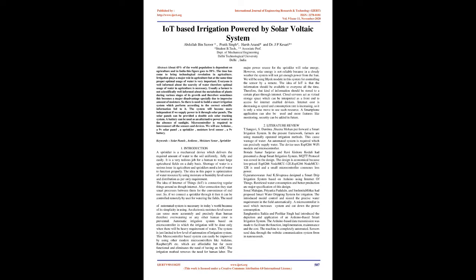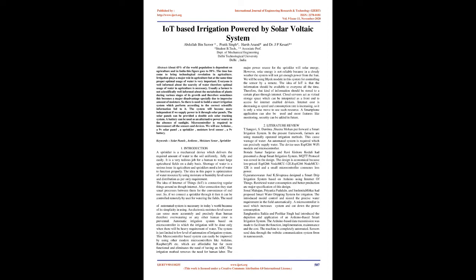The idea in this paper is optimization of water resource by using moisture or humidity level sensor and distribution as per only requirement. The idea of Internet of Things, IoT, is connecting regular things around us through Internet. After connection they start smart processes between them for the convenience of end user. So, if we connect a sprinkler through it, then it can be controlled remotely by user for watering the fields.